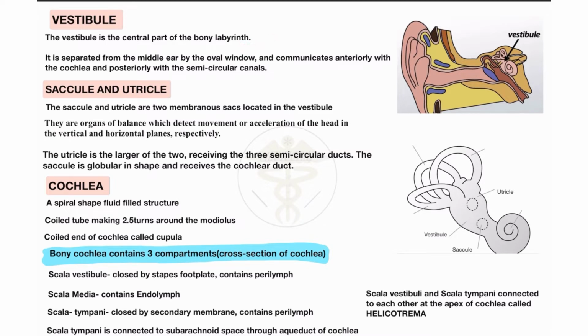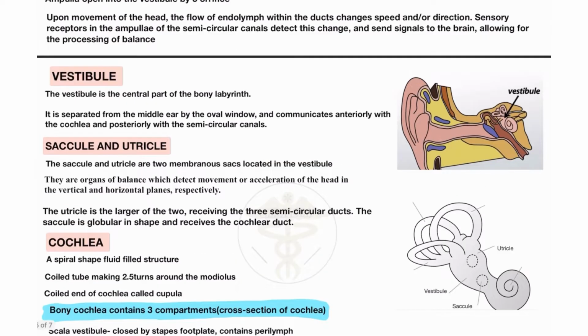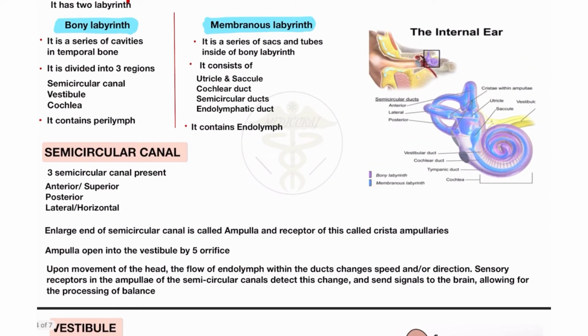It is separated from the middle ear by the oval window. I already said the middle ear part, the stapes bone, is attached to the oval window and separated from the vestibule. It communicates anteriorly with the cochlea. Here you will see this is the cochlea. In this diagram, anteriorly it is covered by the cochlea and posteriorly by the semicircular canal, and this part is called the vestibule.